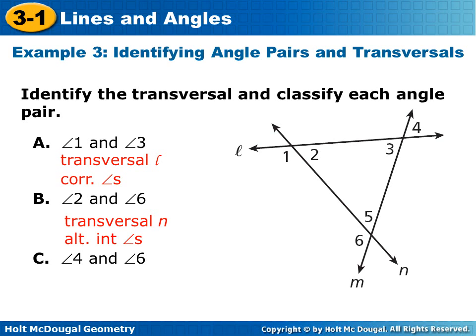For 2 and 6, our transversal is N, and they are alternate interior angles. They're on opposite sides of N, and they're both between L and M. For 4 and 6, our transversal is M, and we have alternate exterior angles. They're both outside of lines N and L.